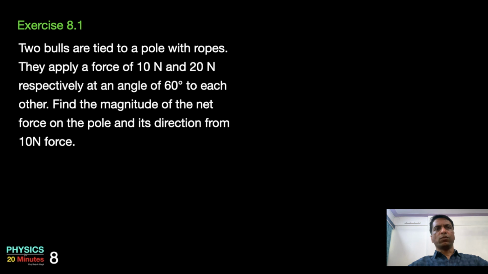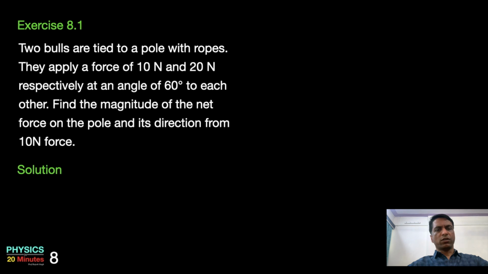Let's take an exercise to understand some of these concepts. Two bulls are tied to a pole with ropes. They apply a force of 10 Newton and 20 Newton respectively at an angle of 60 degrees to each other. Find the magnitude of the net force on the pole and its direction from the 10 Newton force. At this point you may pause the video, try to solve the problem on your own, then come back and check the solution. Here goes the solution.